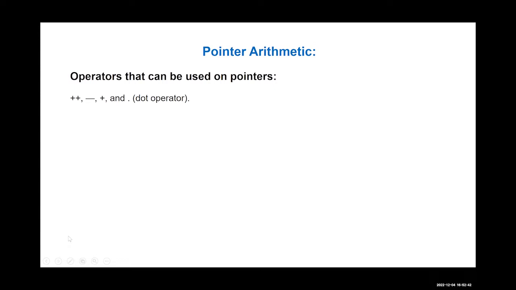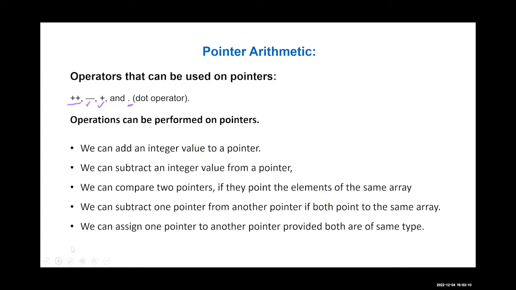Now what are the different arithmetic operations I can perform using pointers? As you can see here, these are the different operators which can be used with pointers. ++ is the increment operator, -- is the decrement operator, plus and minus. These are the operators which can be used when it comes to pointers, right? Now what are the different operations that I can perform? So first thing is we can add an integer value to a pointer.